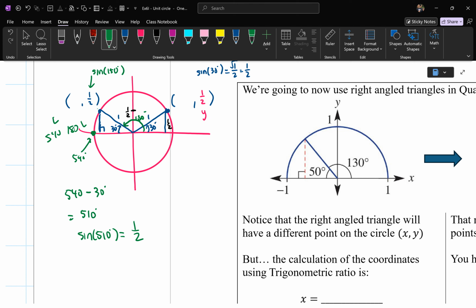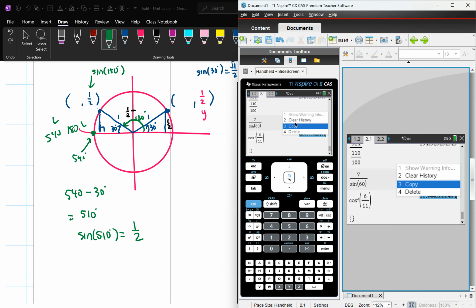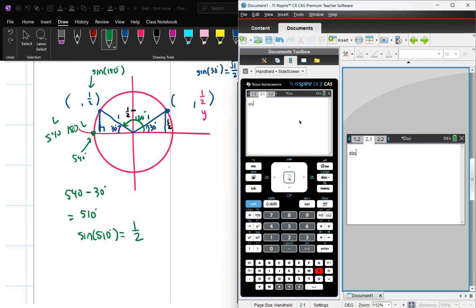So what happens when I type on a calculator? So if we try it now. You guys just figured out logically, sine of 30, we know it's half. We then tried sine of 150, which you told me was also half. But then sine of 510 is also half. Do you see that?